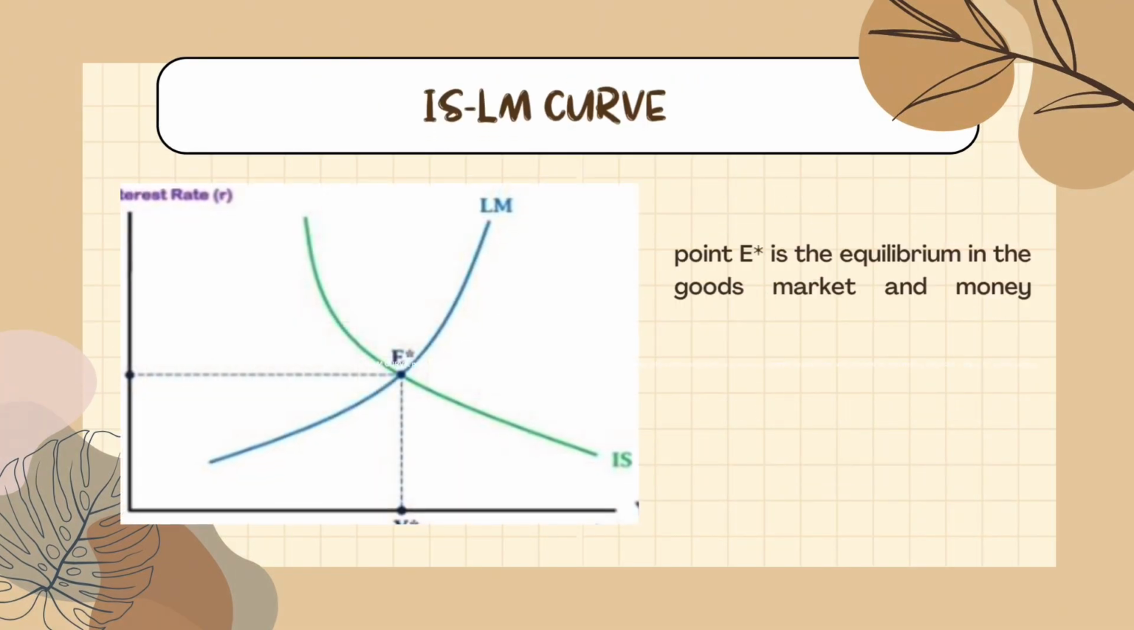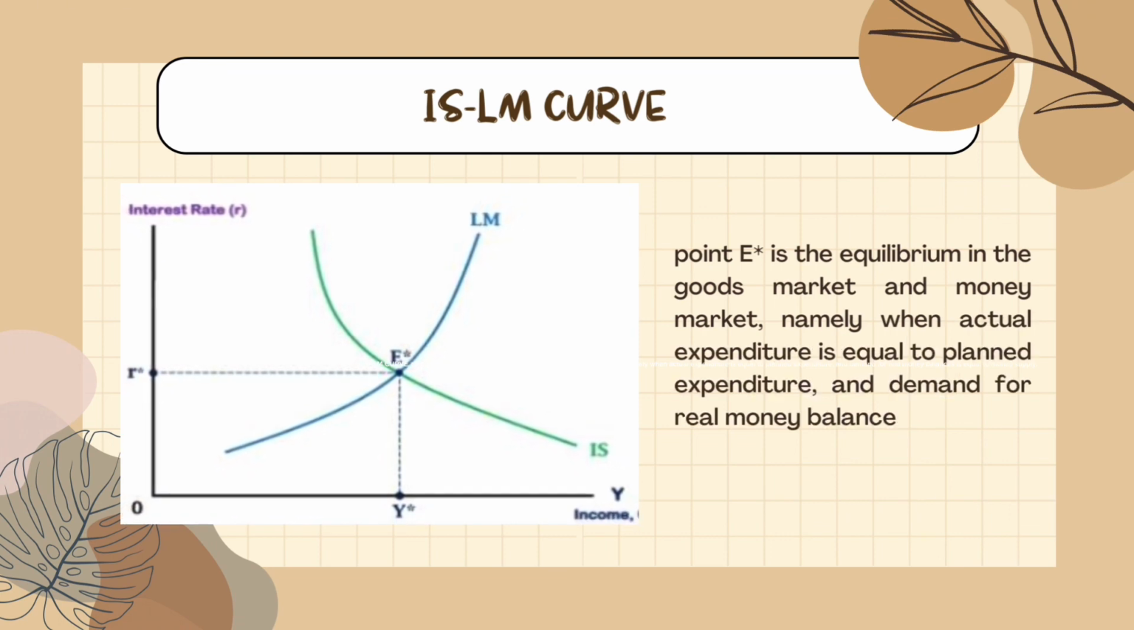The IS-LM model is the foundation for studying economic fluctuations in the short term. IS-LM curve. Point E is the equilibrium in the goods market and money market, namely when actual expenditure is equal to planned expenditure, and demand for real money balances is equal to money supply.